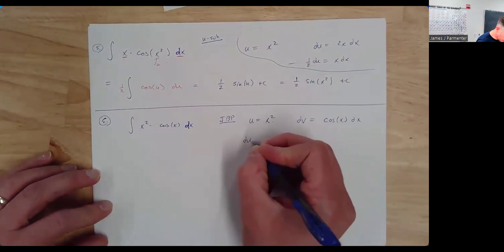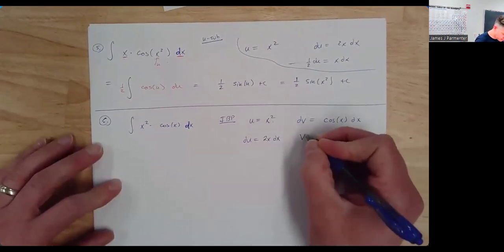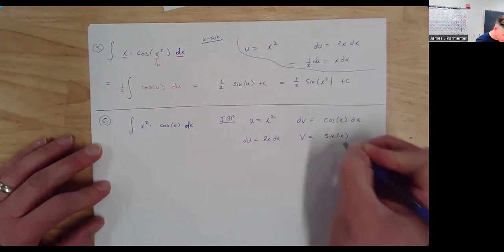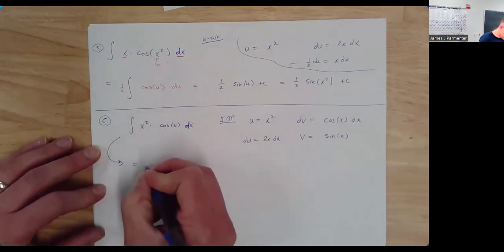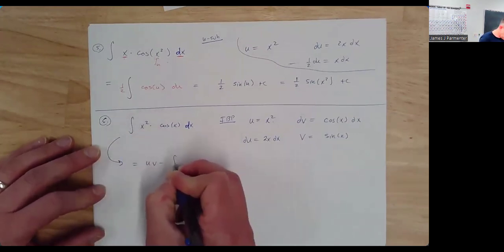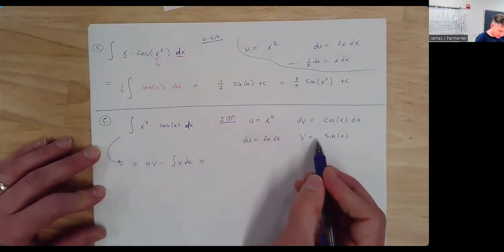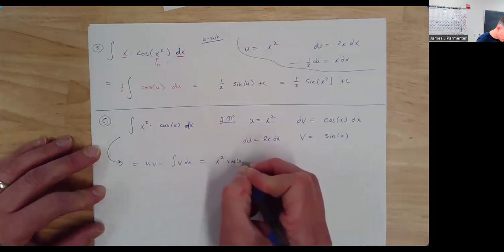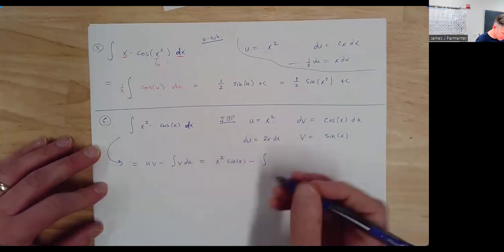My du is going to be 2x dx. And my v, which is the antiderivative of cosine of x, is sine of x. Let's write down what this is equal to. This is going to be equal to uv minus the integral of v du, which is going to be equal to x squared times sine of x minus the integral of sine of x times 2x dx.